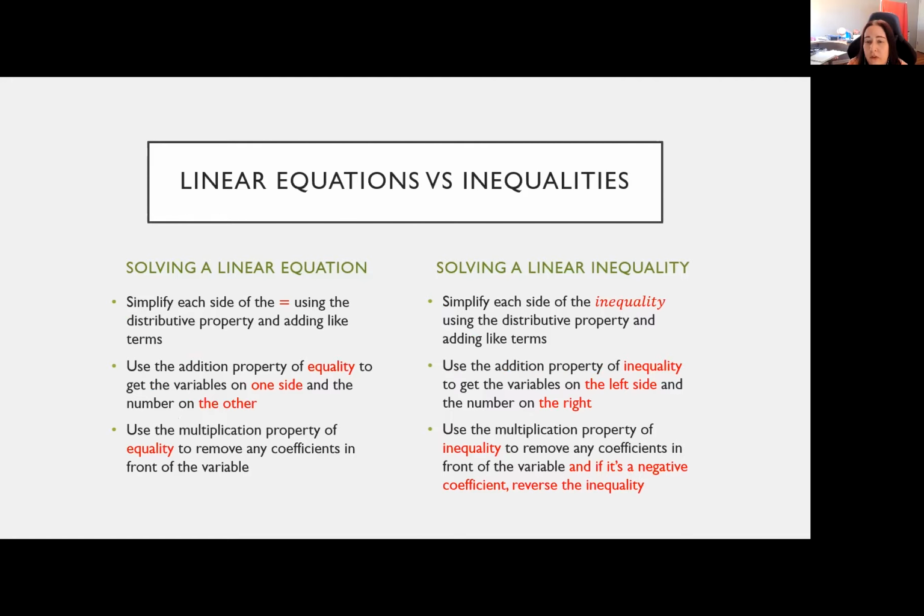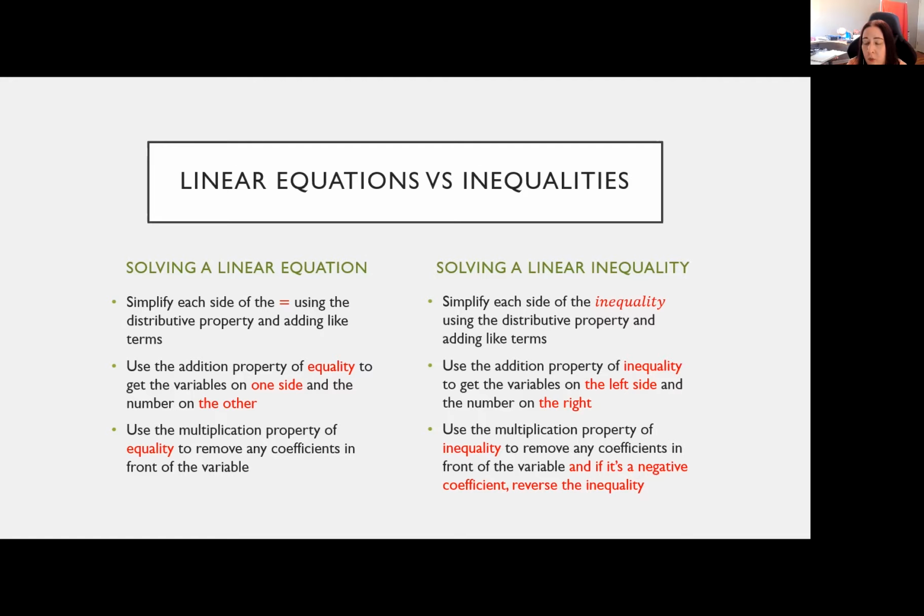When you're solving a linear equation, you're simplifying each side. You use the addition property to move the variables to one side and the numbers to the other, and then use the multiplication property to get rid of any coefficients. It's very similar when you're solving an inequality. You're still simplifying the left and right sides using the distributive property and adding like terms.